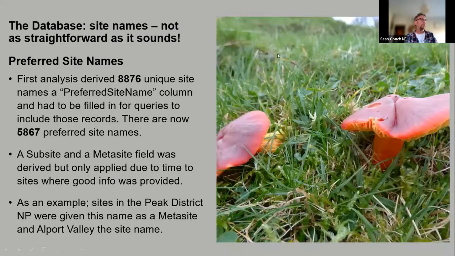We ended up with what we've called preferred site names. Initially, the first analysis developed over 8,800 sites. When we did some further analysis of the data, we ended up with these 5,800 plus sites. Now, what that means is that we've now got 5,800 sites in England that have at least one CHEG-D species or their allies assigned to a site.